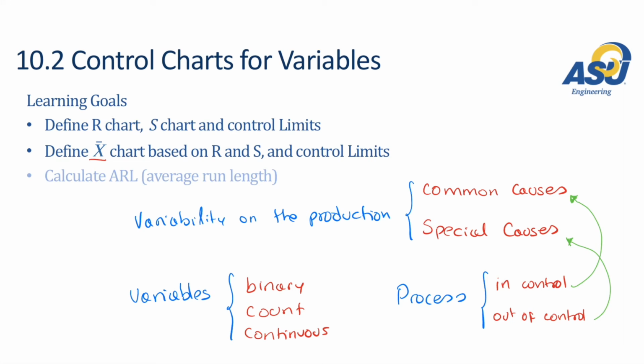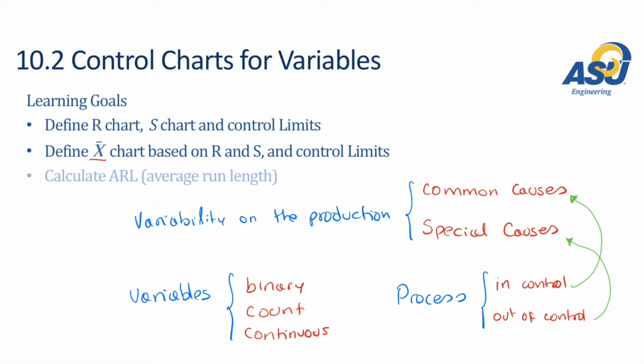In section 10.2, we are going to continue with control charts for variables. The learning goals of these sections are to review the definitions of R chart, S chart, and control limits. But we are going to concentrate on defining the X bar chart, and the X bar chart could be built based on the R or the S chart. So we are going to compute the control limits for the X bar chart. Next video, we are going to calculate the ARL, the average run length.